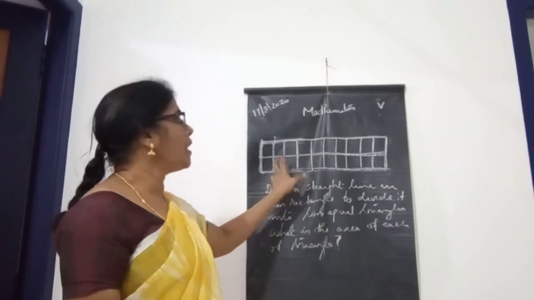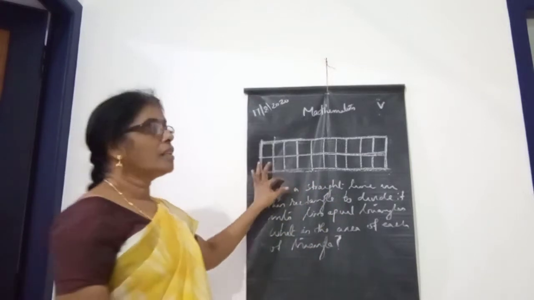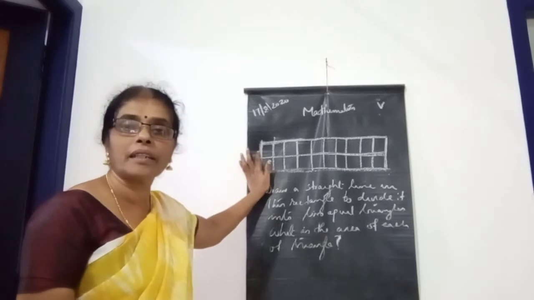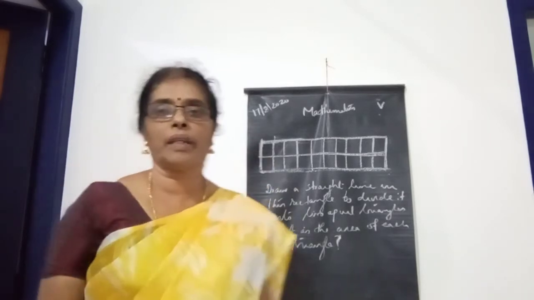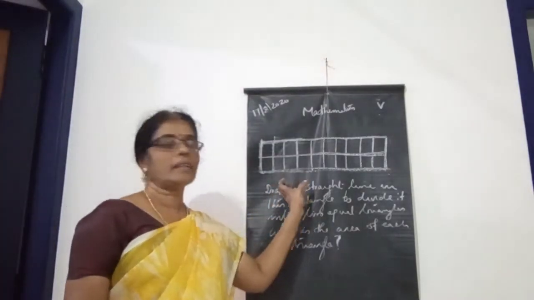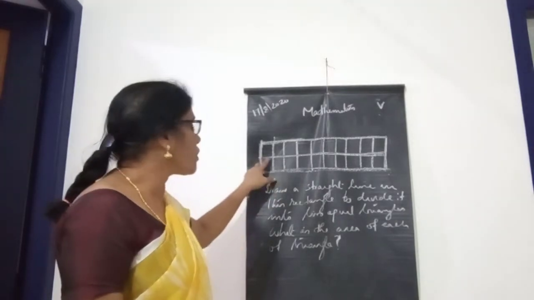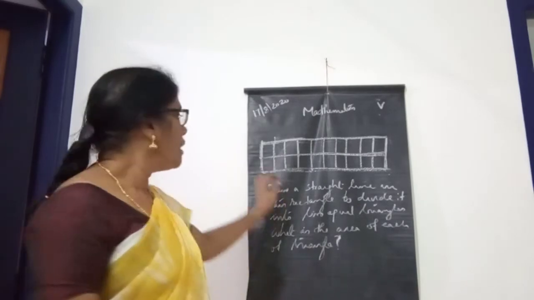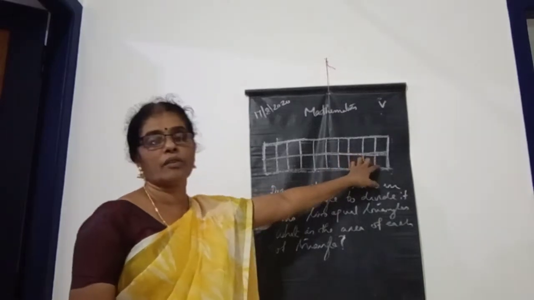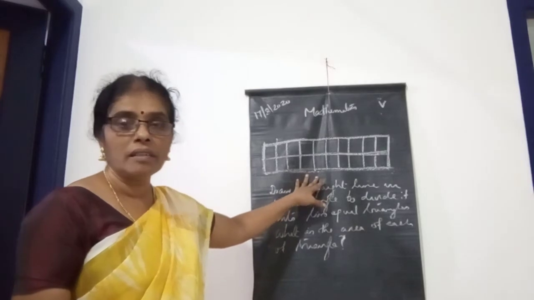And what is the area of that rectangle, children? How do we find the area of that rectangle? The area of the rectangle is length into breadth, isn't it? What is the length here, children? Look here, we can take this small square as 1 centimeter. Then 1, 2, 3, 4, 5, 6, 7, 8, 9, 10 squares, 10 centimeters. That is the length of this rectangle, that is 10 centimeters.